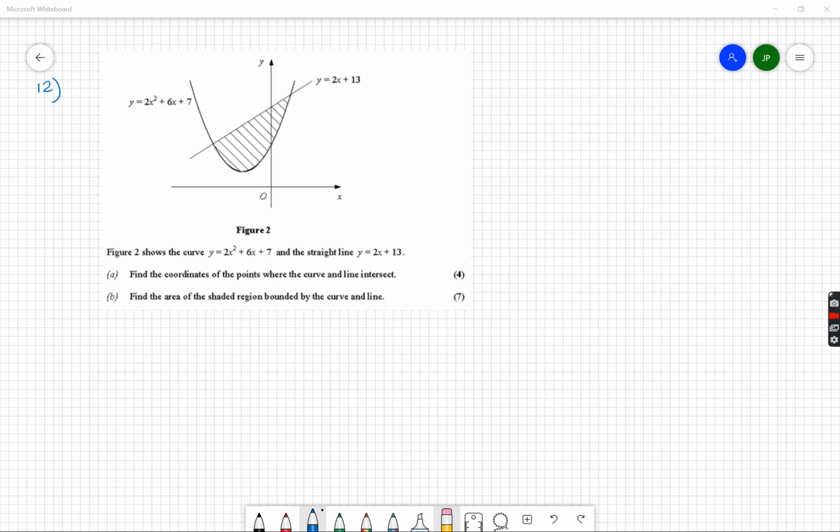12, we've got a function, we've got a shaded area. Hopefully straight away you are thinking integration. That's where we are going to end up with this question. Right, let's have a look at part A first.